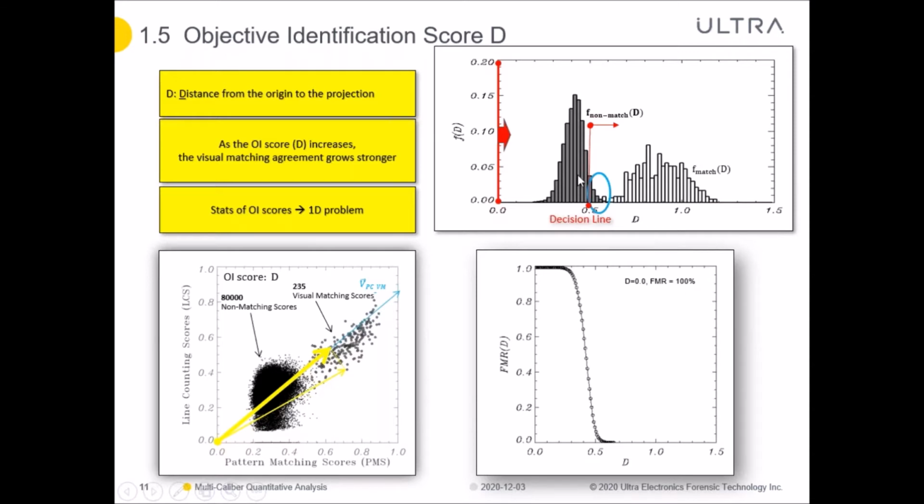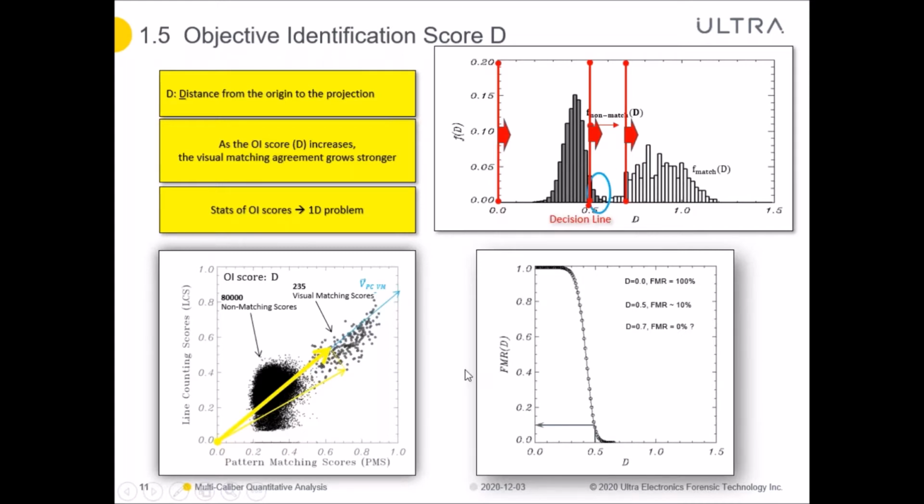If I raise that up to 0.5, I have 10% of the non-matching score above that line. So we have a false match rate of 10%. But if I keep raising that up to 0.7, there is no non-matching score above that. So do I have exactly 0% for the false match rate? It's kind of sad, because this is where I would like to have really high precision.